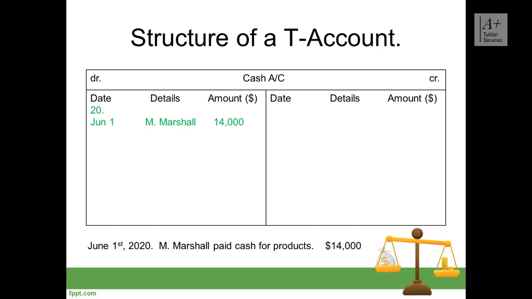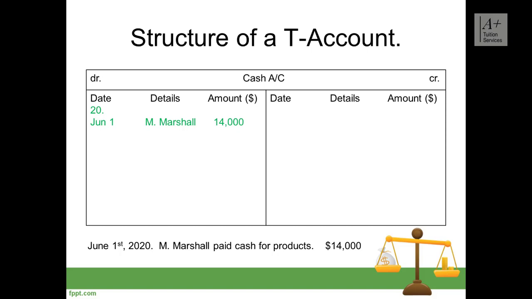Okay, notice on top you have the account title. You'll notice cash account. A/C is the abbreviated version for account. You need to put the title of the account at the very top to understand which account we're dealing with. Date, details, and amount go on both the debit and credit side. So you're basically writing the same heading on two sides of the account.